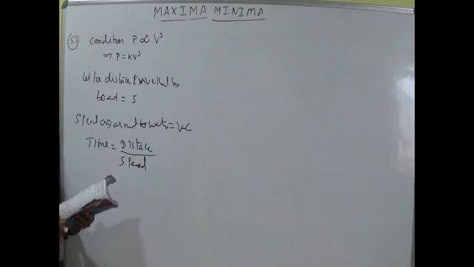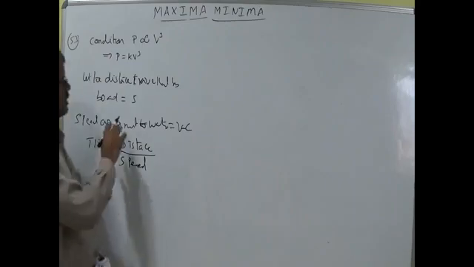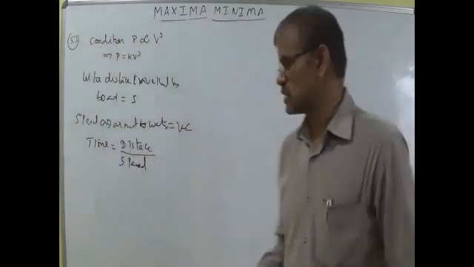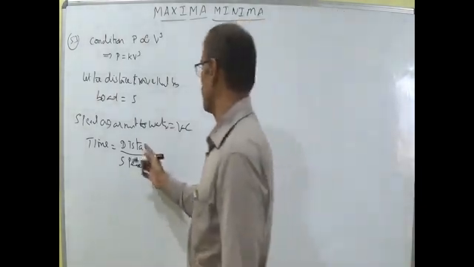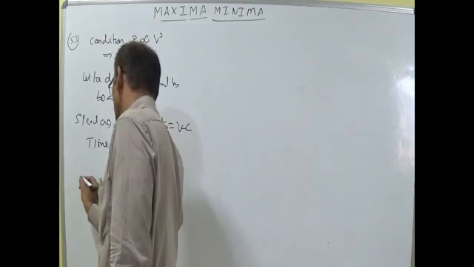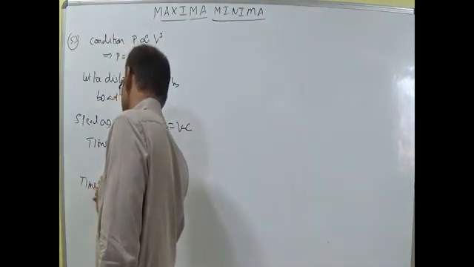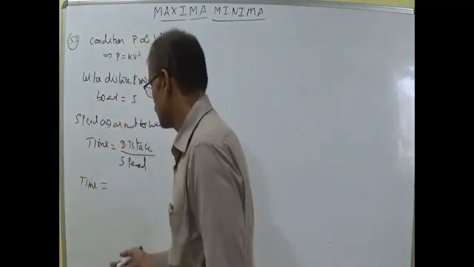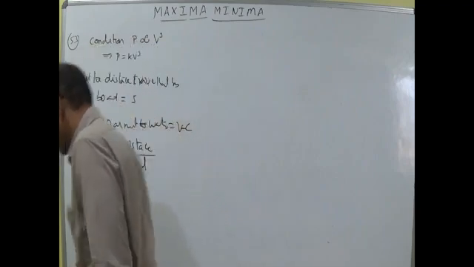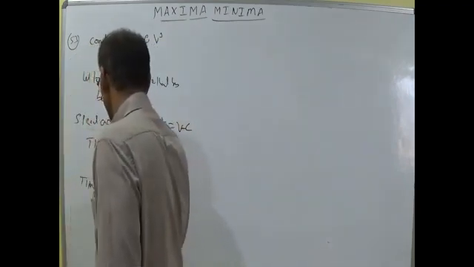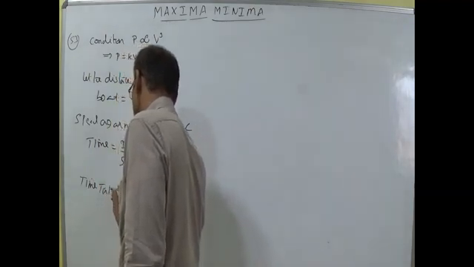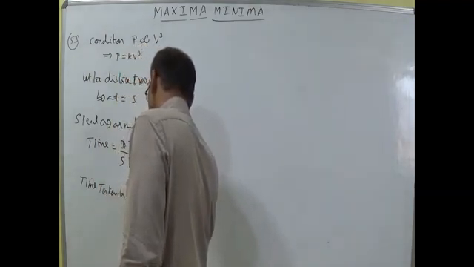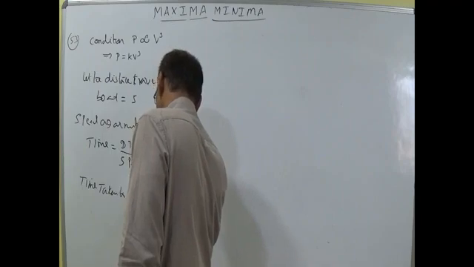What is the distance here? Whatever the distance covered by boat, it is S. What is the speed against water? It is V minus C. Okay, now you write time. Time taken to travel by the boat.